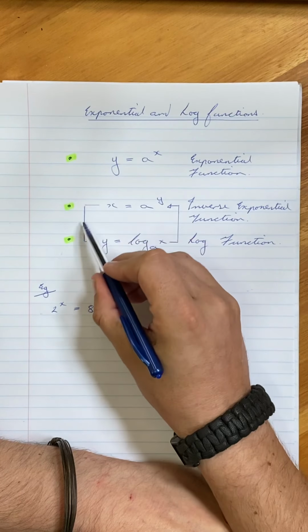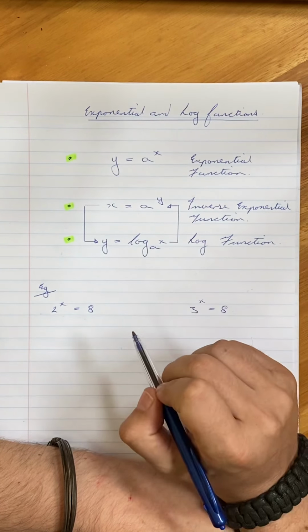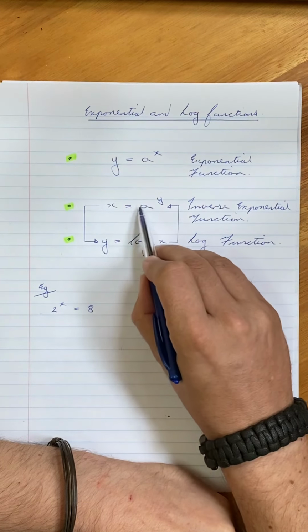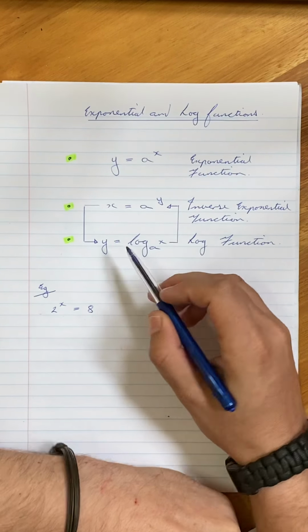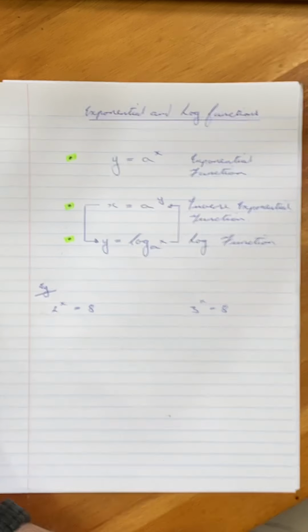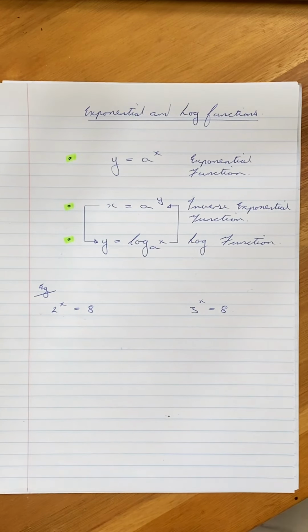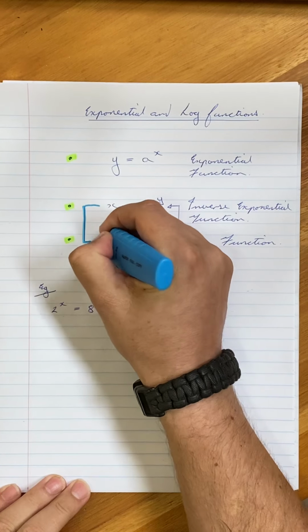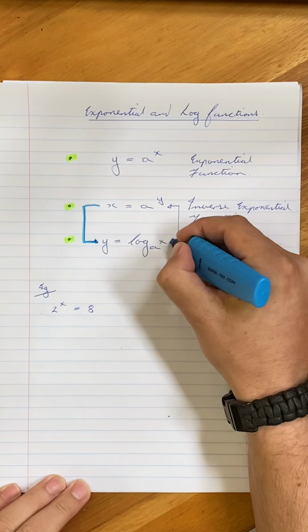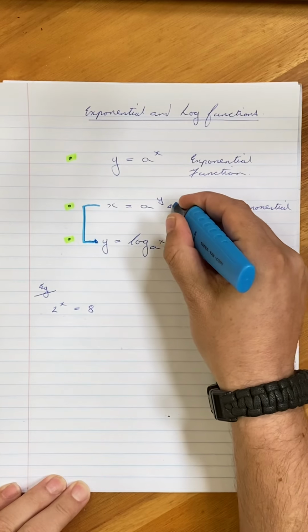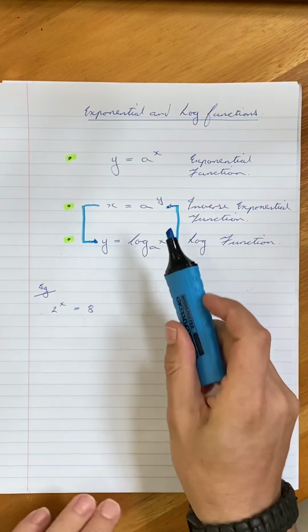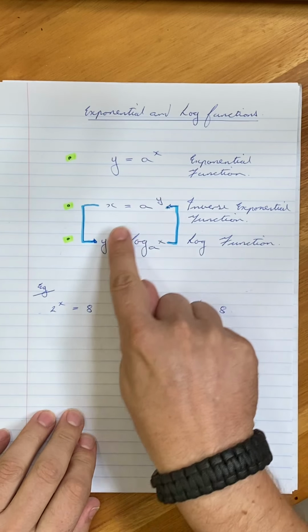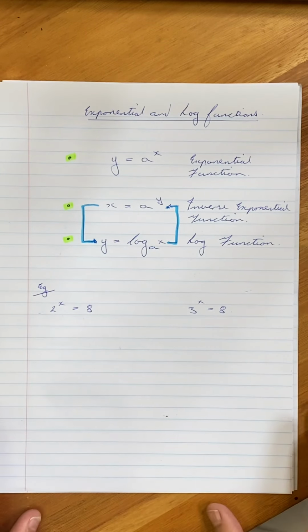What we can do is swap between these two things. So I can go from a log function to an exponential, or an exponential to a log. Now what I want you guys to know is how to swap from an exponential to a log, and then back again from a log to an exponential, okay? So just take note of where the x goes, where the a goes, and where the y goes, okay?